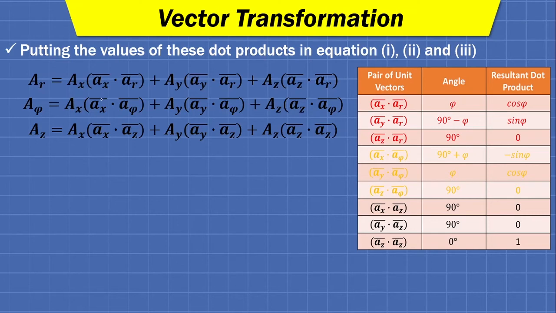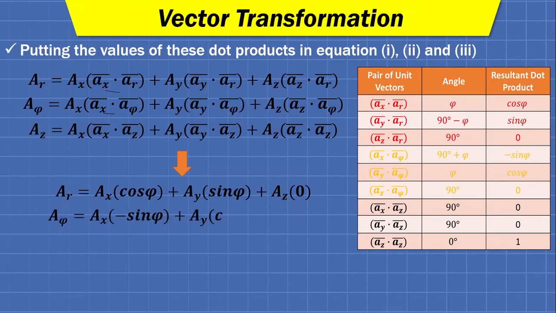Now we are going to put the value of each and every dot product into these three equations. So now our equation will become AR, that is the R coordinate of vector A, equals AX cos phi plus AY sin phi plus AZ into 0. Similarly, A phi can be written as AX into minus sin phi plus AY cos phi plus AZ into 0, and AZ can be written as AX into 0 plus AY into 0 plus AZ into 1.